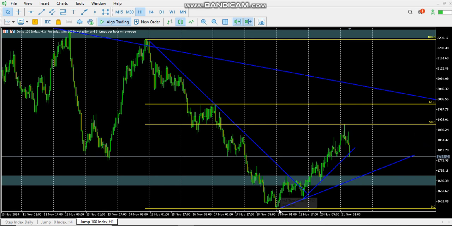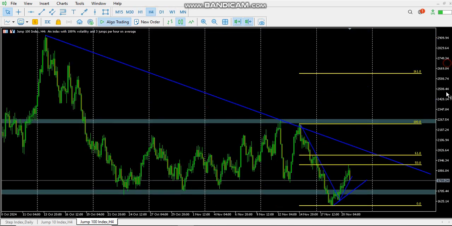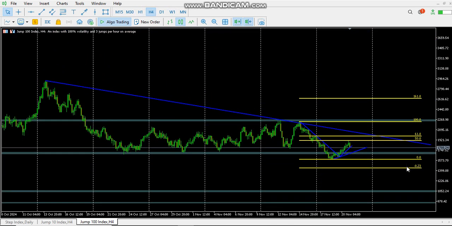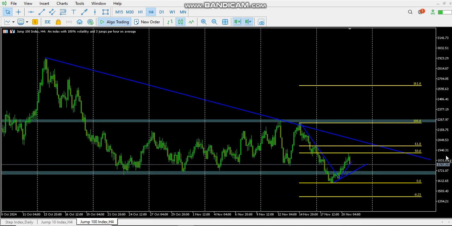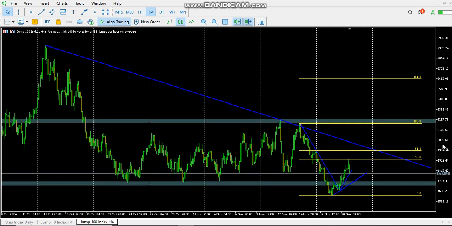And our first take profit is going to be here, and our second take profit is going to be at our 0.23 or 0.27 Fibonacci zone. Then our third take profit is going to be here at the next zone if the market continues to trend downward. So that's basically the analysis based on Jump 100.